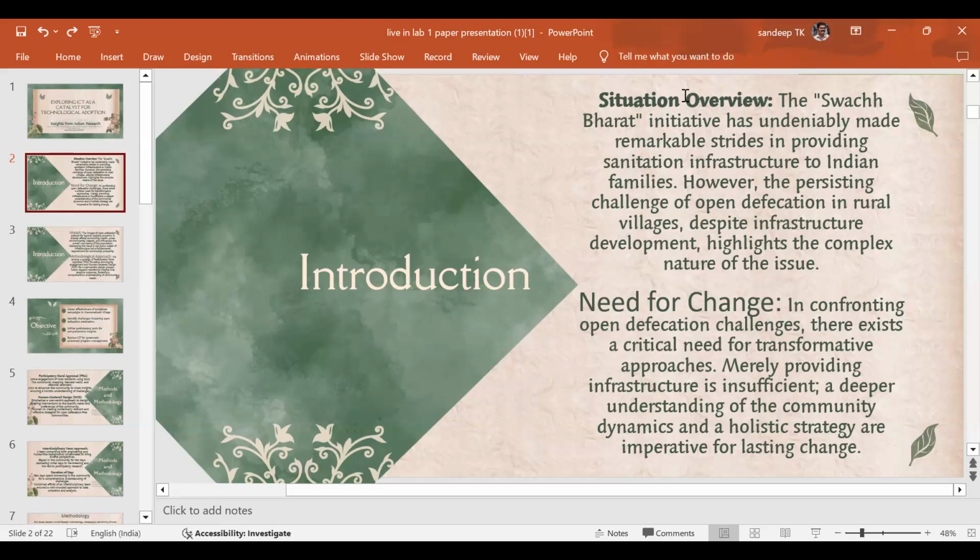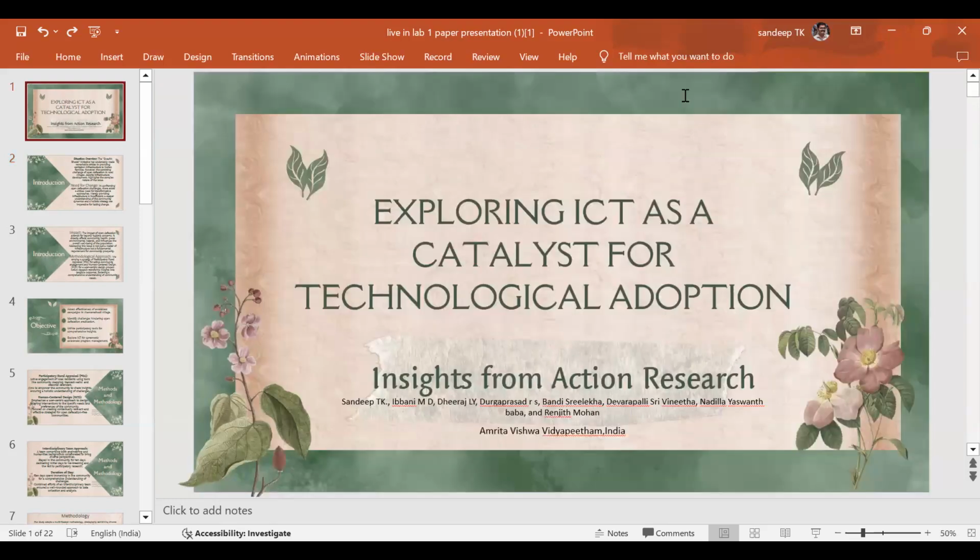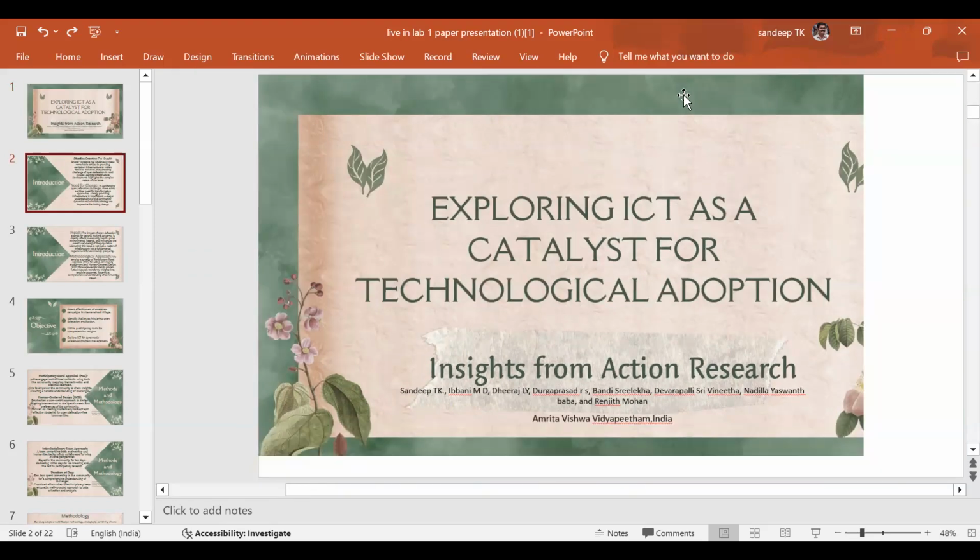They spend around 15 to 20 days, full day, in a remote village with the villagers, and we identify their problems and their situation. As a practical solution, we recommend certain ideas or solutions to the problems. So this paper is also the outcome of the Living Lab project. The title is Exploring ICT as a Catalyst for Technological Adoption.